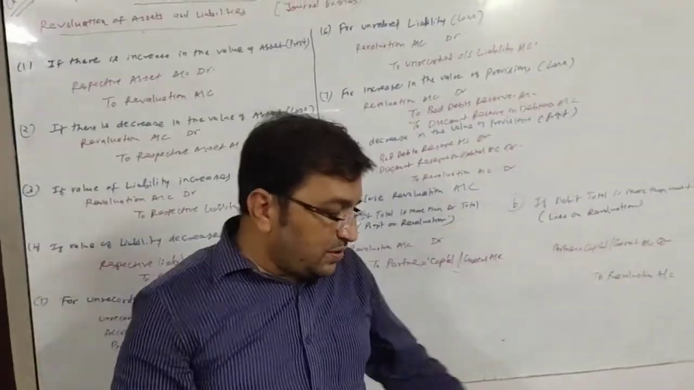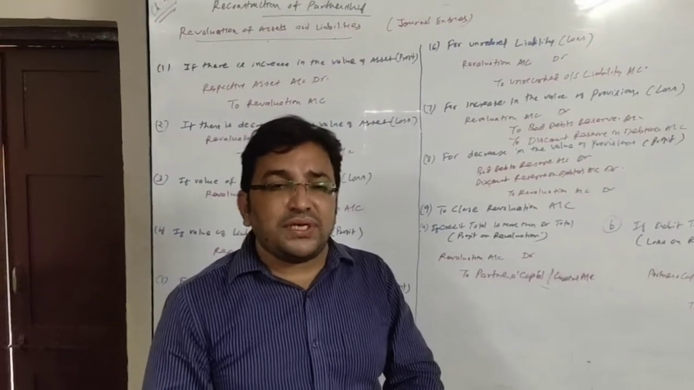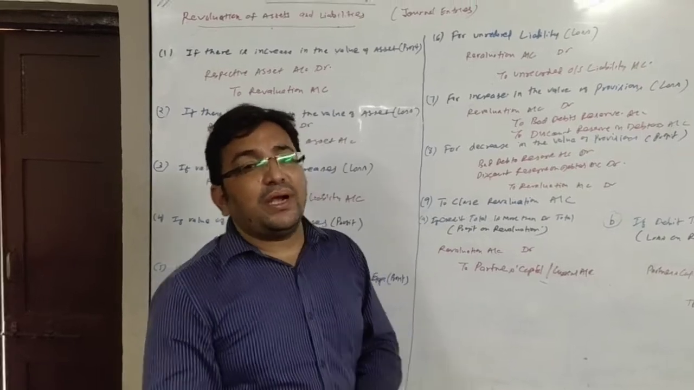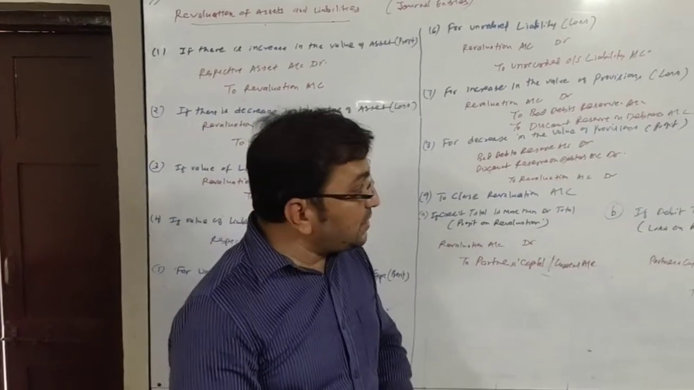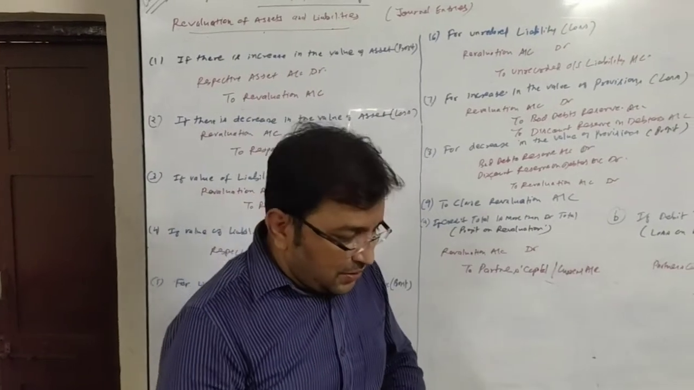So this is how journal entries are given for different transactions of changes in the value of assets and liability. In the next video we will try to learn these things from one illustration example. Okay, thank you.